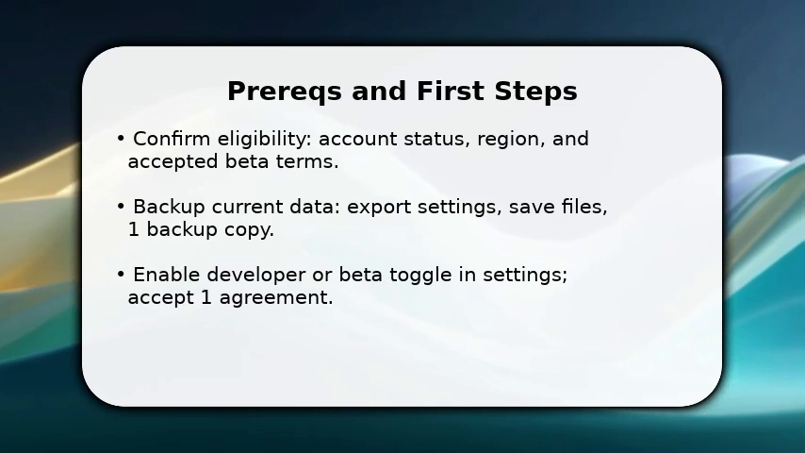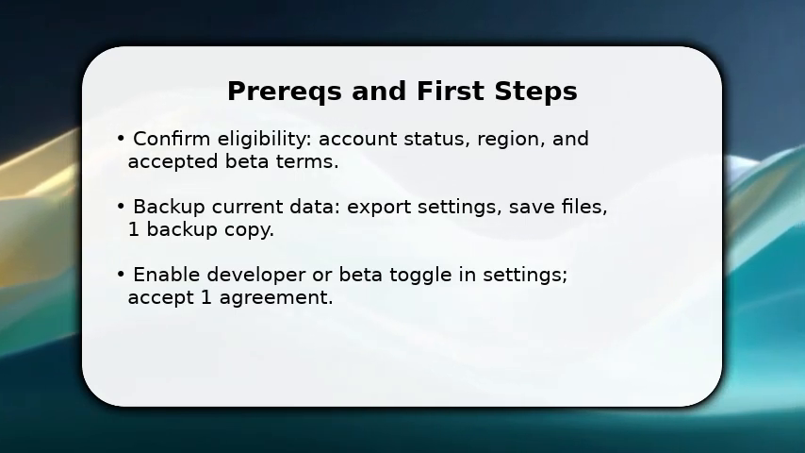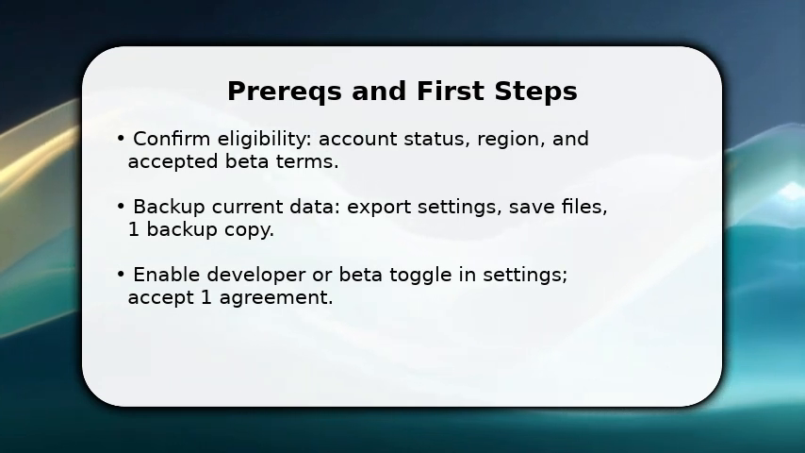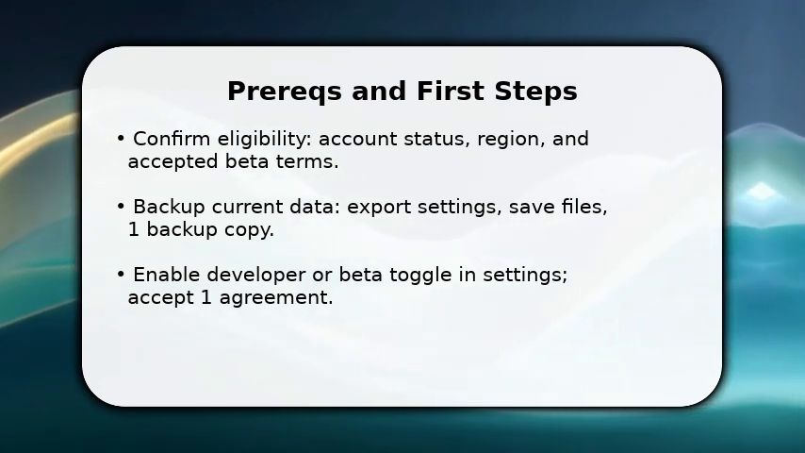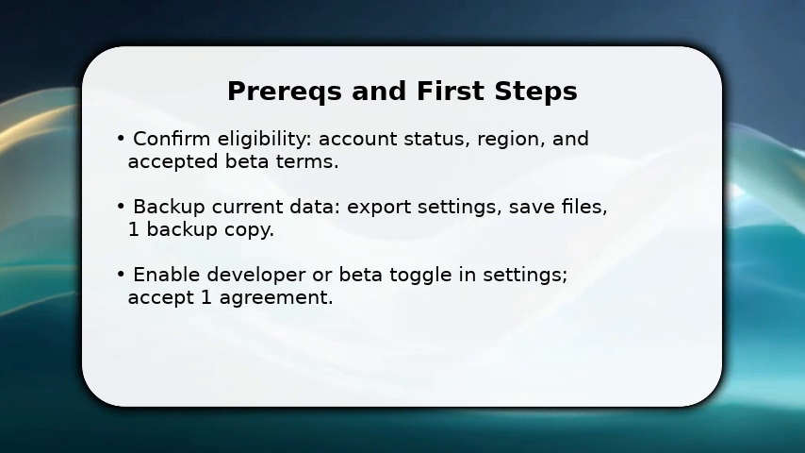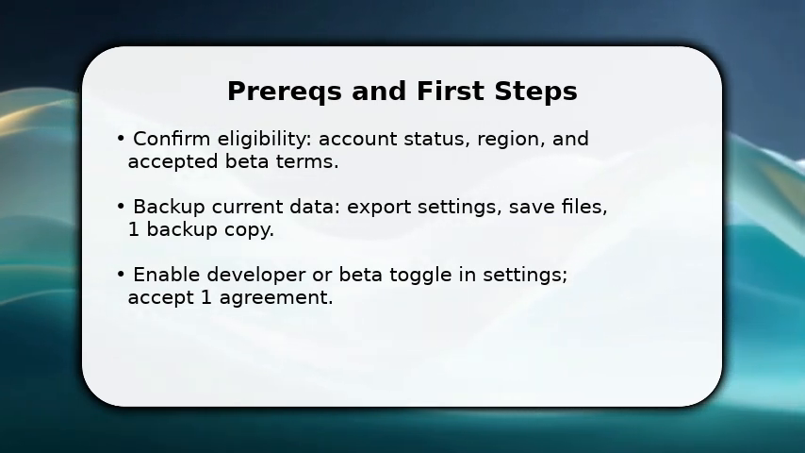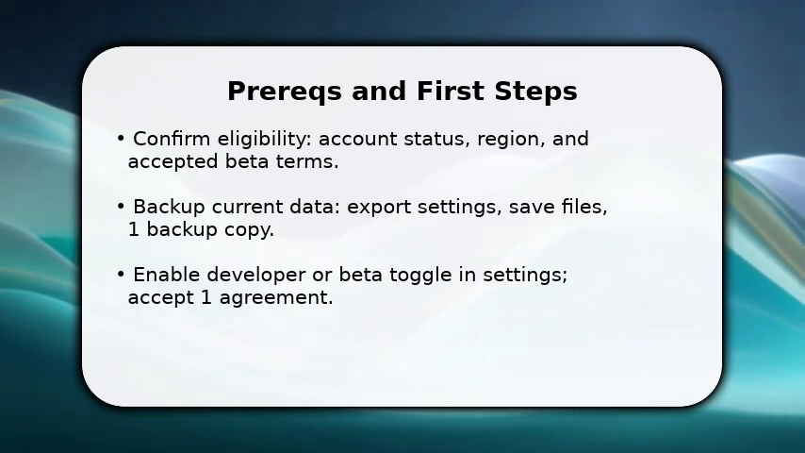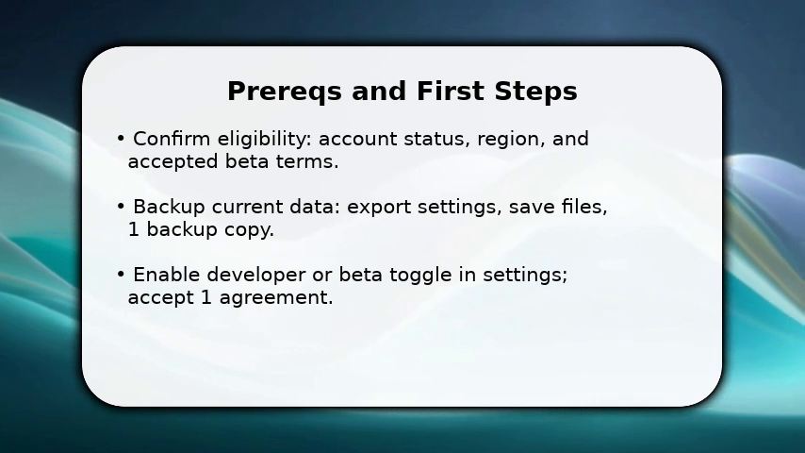Enjoy the video. You start by confirming you meet the prerequisites: account type, regional availability, and accepted early access terms. Once done, make sure to back up your current data, export settings, and save files to at least one backup location. Now open settings and locate the developer or beta toggle, enable it, and accept the required agreement.